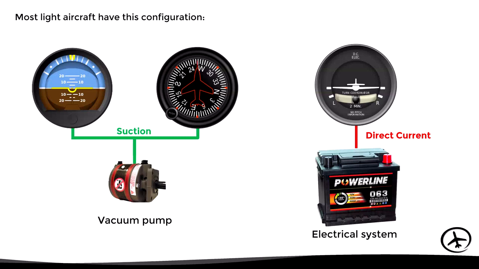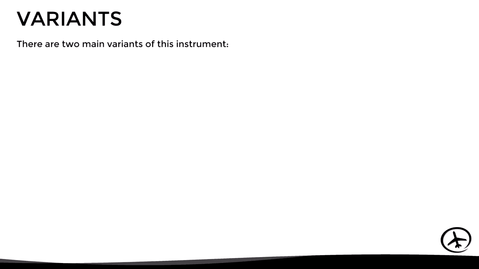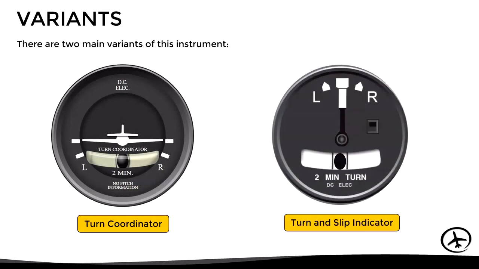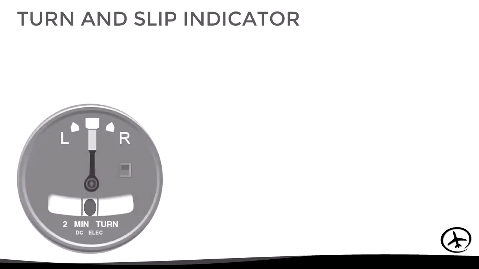With this in mind, it is important to mention that this instrument comes in two main variants: the turn coordinator and the turn and slip indicator. Although both have the same principle of operation, the information they provide and the way it is presented are slightly different. Let's first look at the turn and slip indicator.